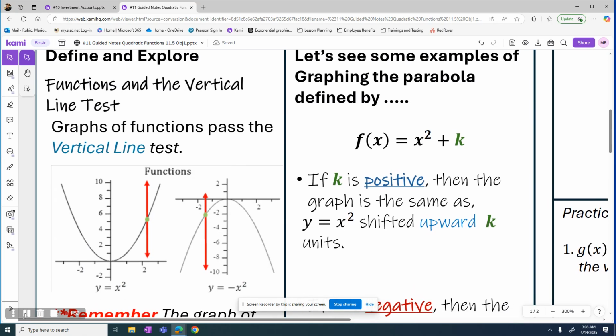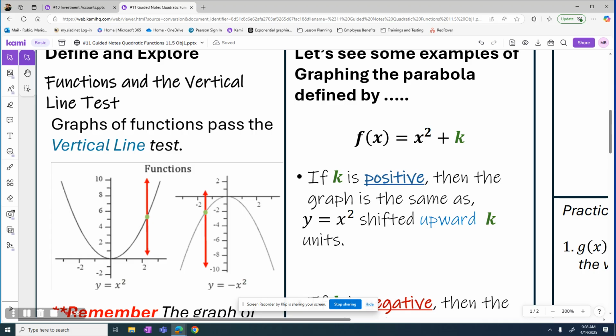Let's define and explore a few things first. Functions and the vertical line test, okay? We're going to figure out what is the vertical line test. It should sound familiar because we've covered it before in this class, and I'm sure you've covered it in algebra or other classes, okay? There's a very quick way, when you have a graph or a picture of a graph, to tell if it's a function or not. One of the definitions of a function is that the x's don't repeat, okay? If you have the same x twice, then it's not a function. And the way to tell that visually is that graphs of functions pass the vertical line test.